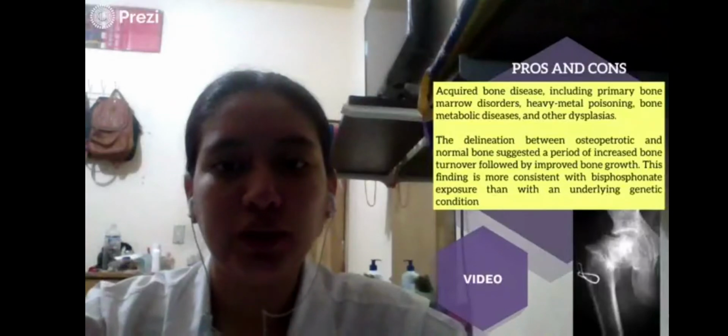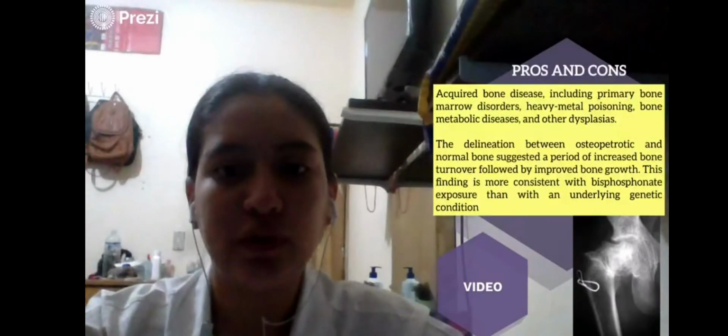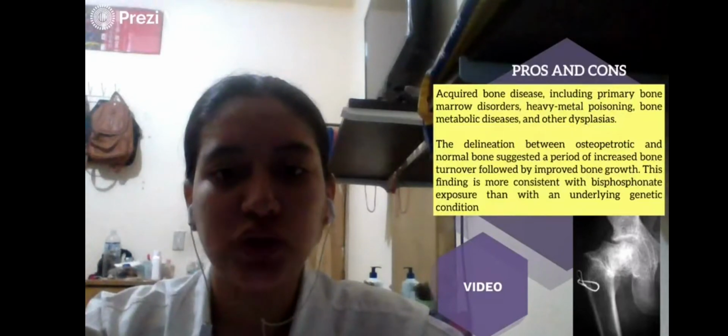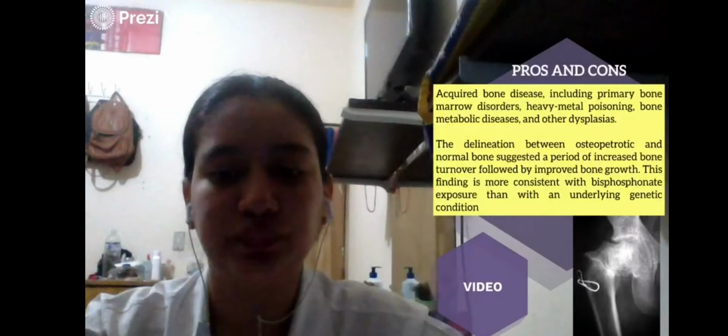Differential diagnoses include bone diseases such as primary bone marrow disorders, heavy metal poisoning, bone metabolic disease, and other dysplasias. Delineation between osteopetrosis and normal bone suggests a period of increased bone turnover followed by improved bone growth.